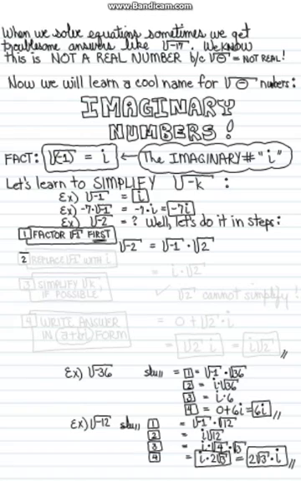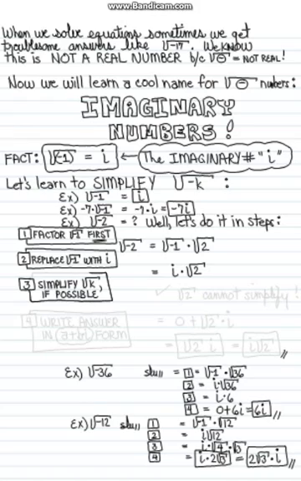Step 2, replace the square root of negative 1 with the imaginary number i. That's what it's defined to be equal to. So this is equal to i times the square root of 2. Step 3, simplify the square root of k if possible. Well, it's not possible to simplify the square root of 2. There's no perfect square factor in 2 that can bust out, so we just leave it as i times the square root of 2.